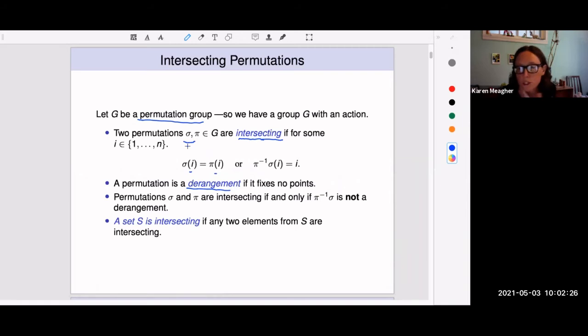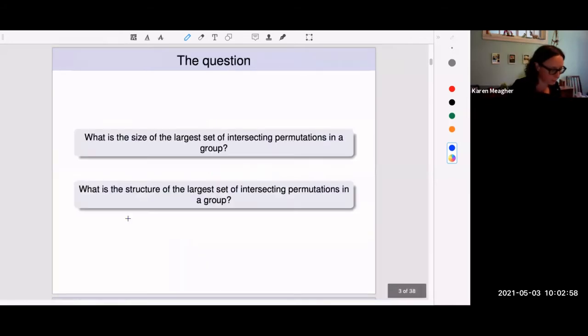So if we have two permutations that are intersecting, if I take one and multiply it by the inverse of the other, that will have a fixed point. So this guy's fixed. And so a derangement is when you have no fixed points. So two permutations are going to be intersecting exactly when one times the inverse of the other is not a derangement. And what we're going to be looking at is sets that are intersecting. So if I have a big pile of permutations, I say that set of permutations is intersecting if any two from that set are intersecting.